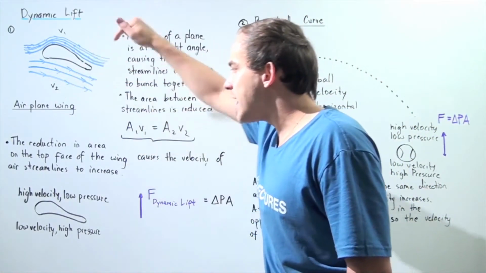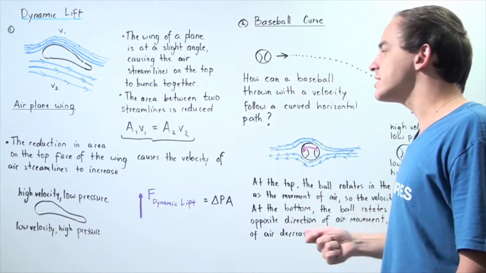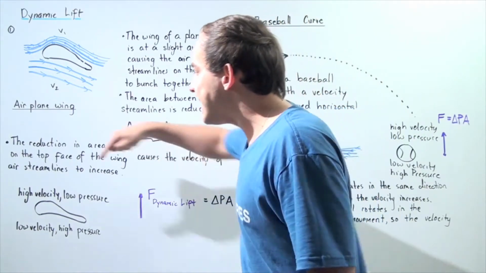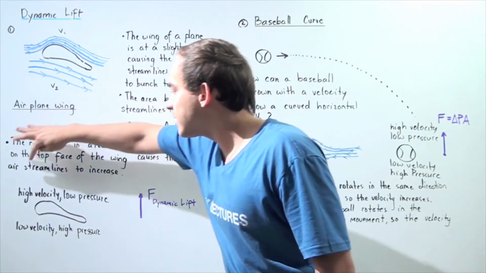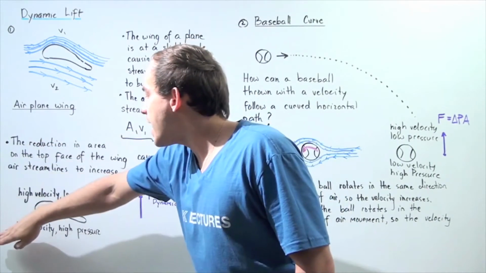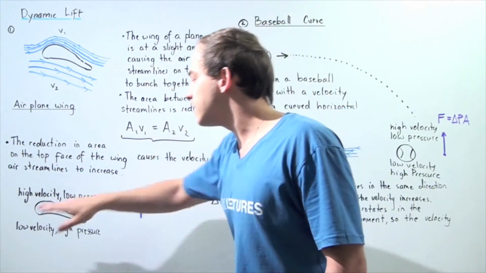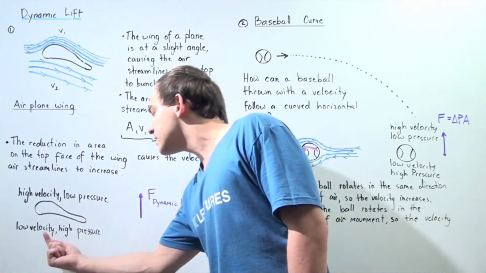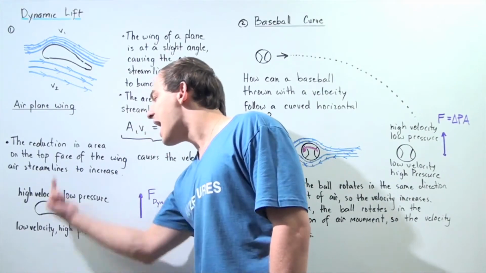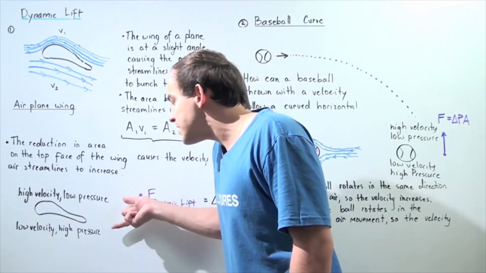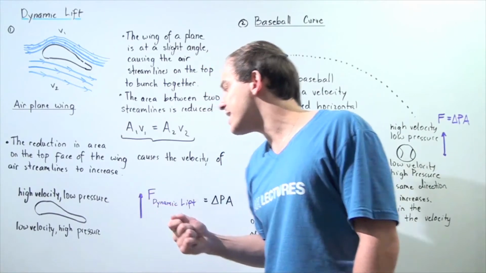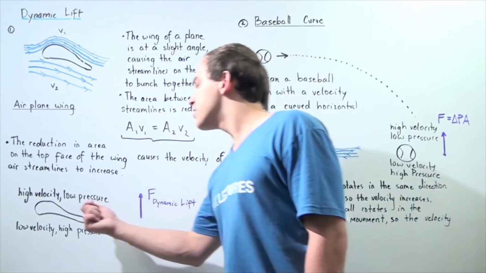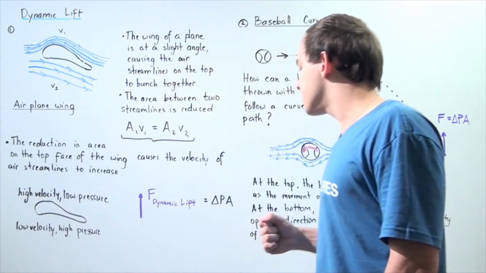So the reduction in area on the top face of the wing causes the velocity of the streamlines of air to increase. And because there is a higher velocity of air on the top portion of the wing than on the bottom, there will be a lower pressure on the top than on the bottom. And because the pressure on the bottom will be higher, there will be a difference in pressure between the top and bottom portion of the wing, and this will in turn create our dynamic lift force that will lift our wing up into the air.